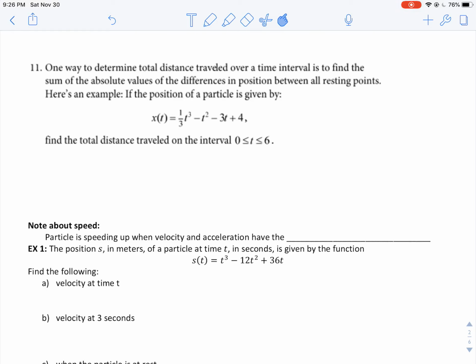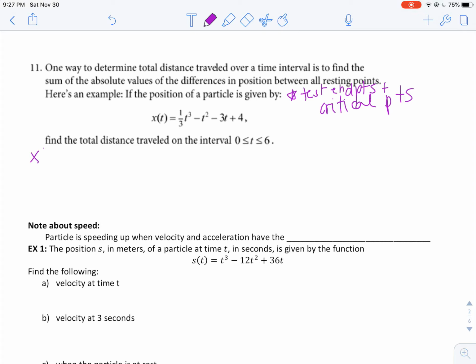All right, so the first question here asks us to determine the total distance traveled over the time interval. So we can find the sum of the absolute values of the differences in the position between all resting points. So think about testing your endpoints and your critical values, just like when we were getting absolute max or mins. And then we're going to see how far it's traveled between those.